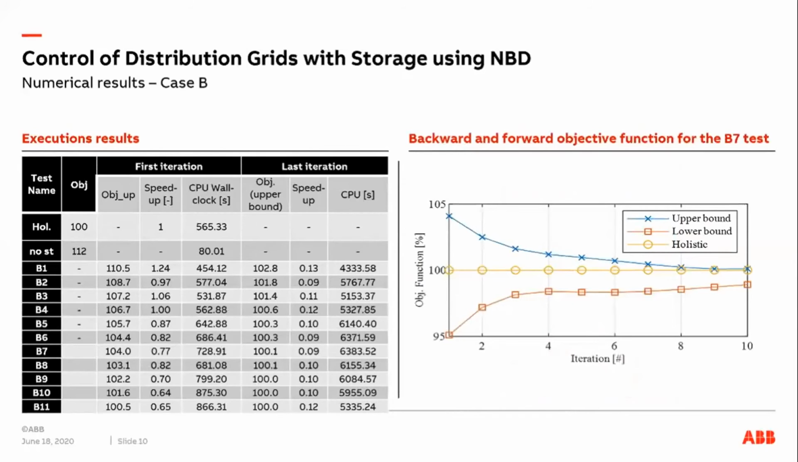The last case, case C, IEEE 123, has been analyzed with a time horizon of 1 week. As in the previous case, 10 storages have been installed in the feeder with a total amount of energy of about 15 megawatt-hours. The picture on the right shows the value of the backward and forward iteration for the lower and upper bound and the objective function for the Benders. Two monotone trends are clearly shown, while the upper bound practically reached the holistic solution after the 9th iteration.